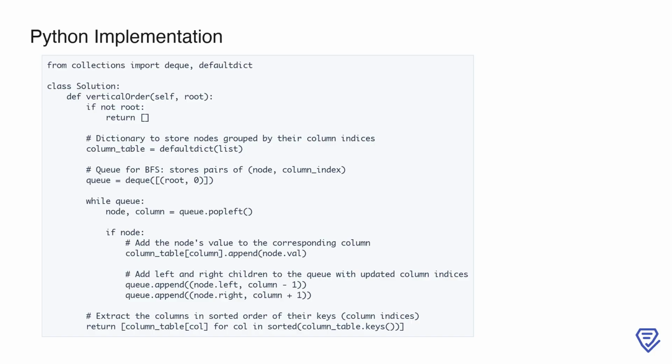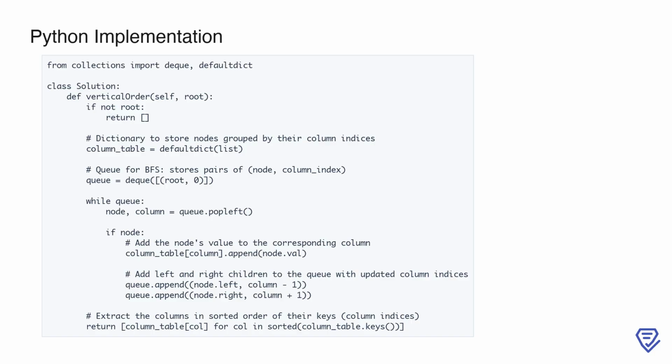The verticalOrder function begins by handling the edge case where the root is None. If the tree is empty, the function returns an empty list. Next, we initialize two data structures. 1. column_table, a defaultdict where each key represents a column index, and the value is a list of node values belonging to that column. 2. queue, a deque initialized with the root node at column 0. Each item in the queue is a tuple: node, column_index.